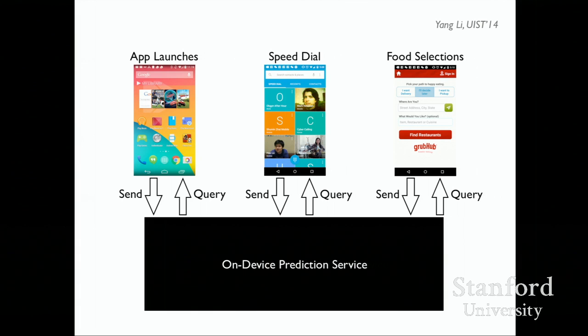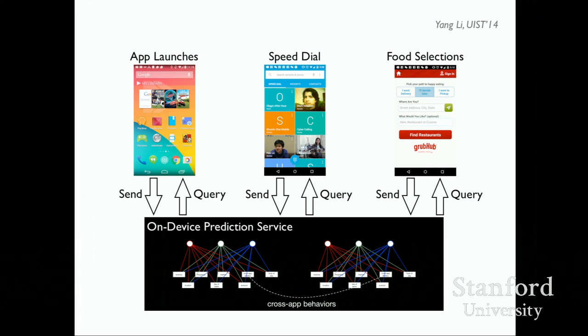So to address these problems, I took an infrastructure-based approach by developing an on-device prediction service. It learns from the interaction events as reported by each application and predicts what actions the user is going to do for each application. Internally, the service learns a prediction model for each application by combining a set of well-defined features using an online learning framework.